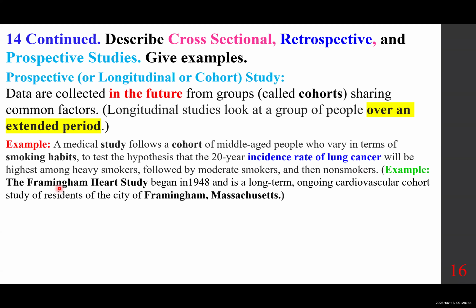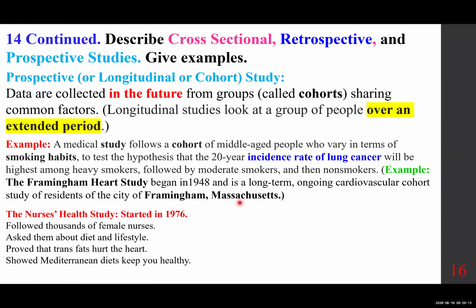Example, the Framingham Heart Study began in 1948 and is a long-term ongoing cardiovascular cohort study of residents of the city of Framingham, Massachusetts. So that's an example of that. Another one called the Nurses' Health Study started in 1976. It followed thousands of female nurses, asked them about diet and lifestyle, proved that trans fats hurt the heart, and showed Mediterranean diets keep you healthy.